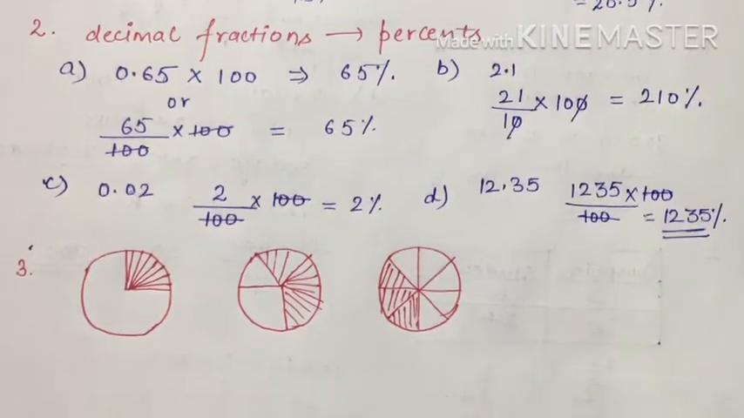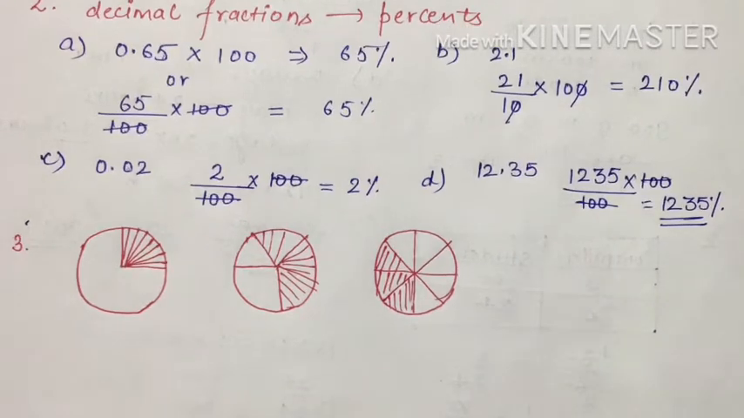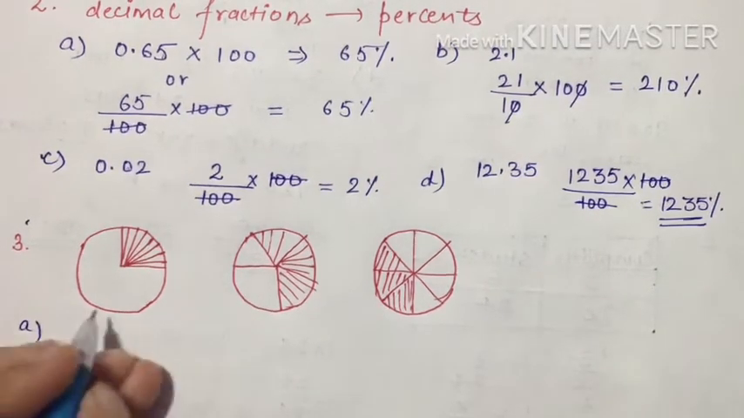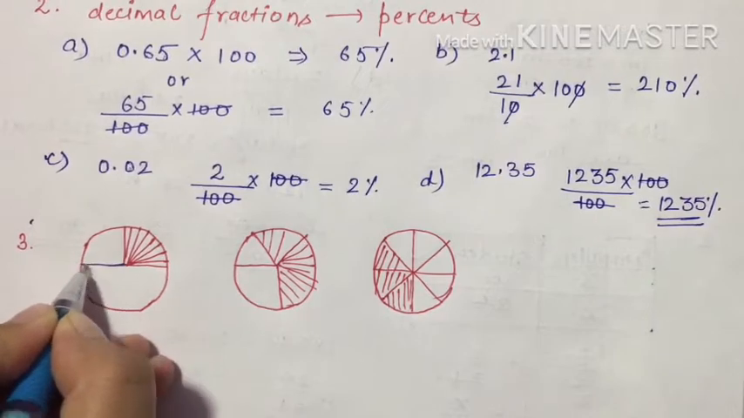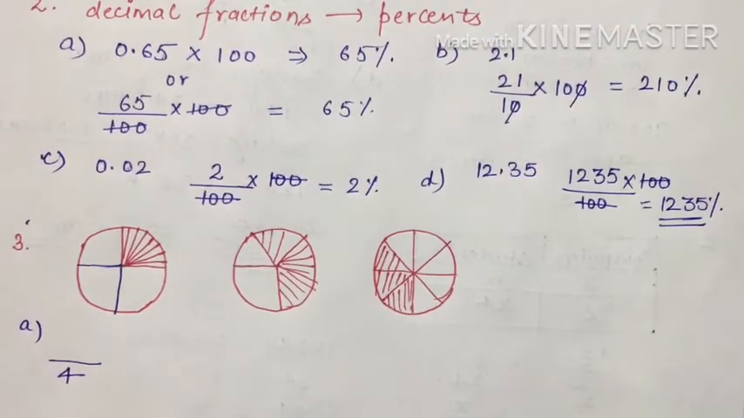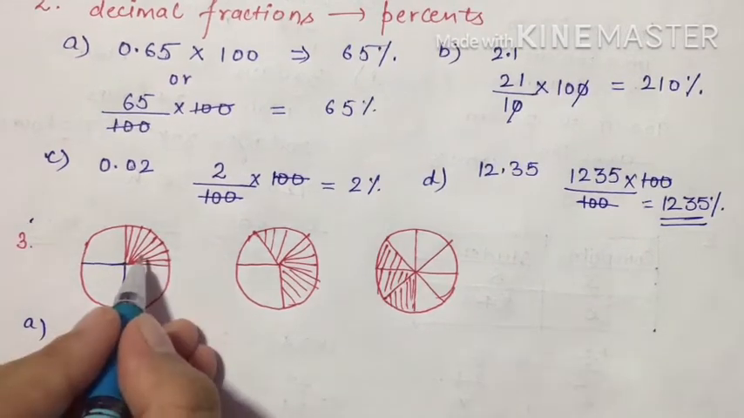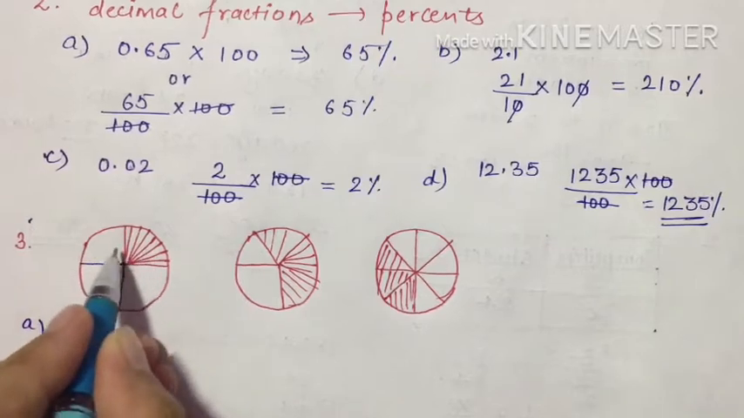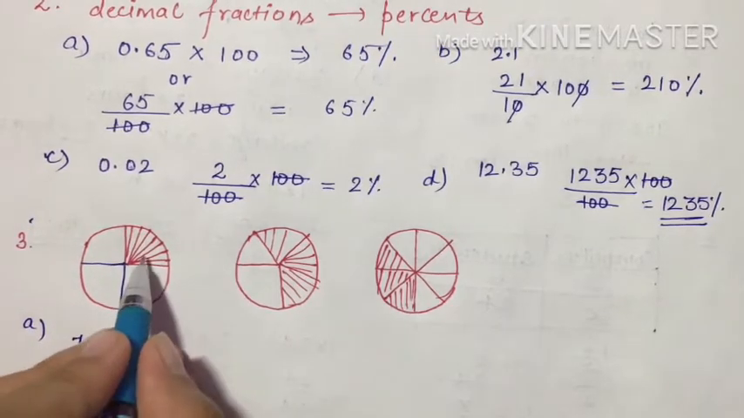This portion is colored. This is the figure given in the question, students. We have to estimate what part of the figure is colored, and hence find the percentage which is colored. If I go for the first part, if I make the figure complete, total parts are to be written as denominator, and the colored part will be written as numerator. So how many total parts were there? There were 4 parts. And how many colored?